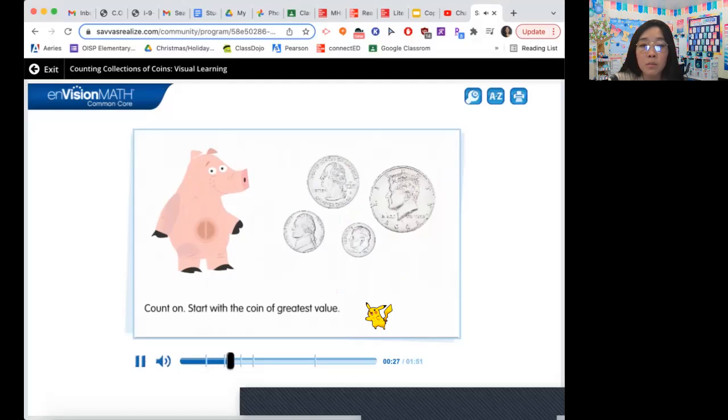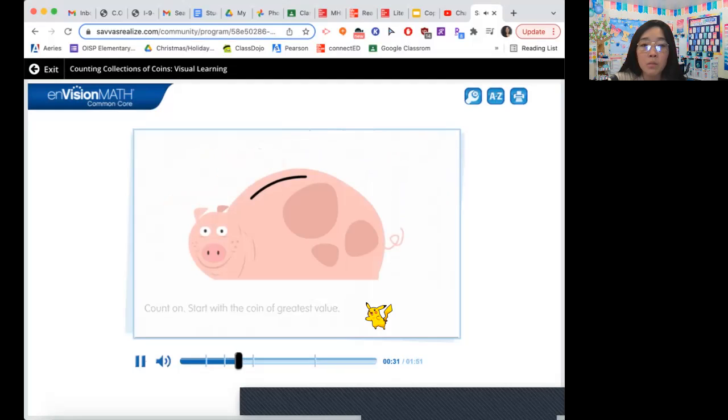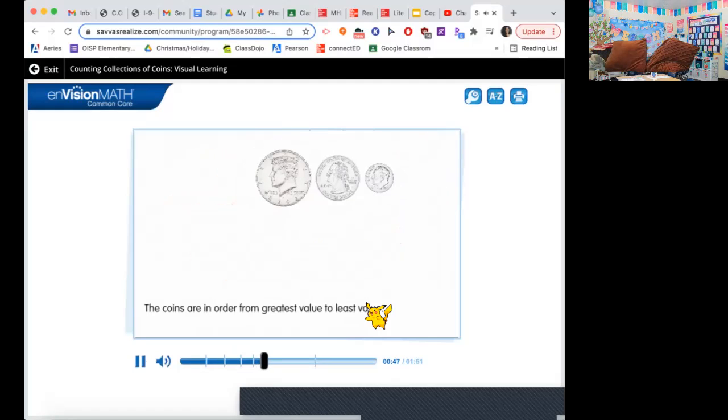Count on. Start with the coin of greatest value. What coin is shown? The $50. It is a $50. What is its value? It is worth 50 cents. The coins are in order from greatest value to least value. Now we can count on to the coin of least value.